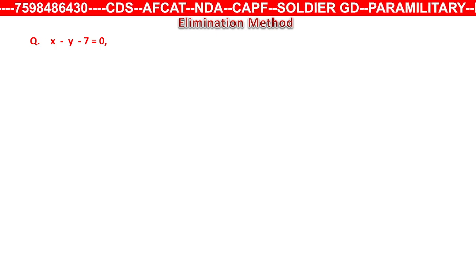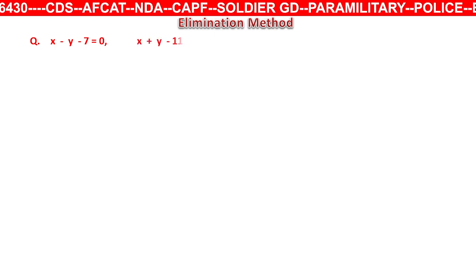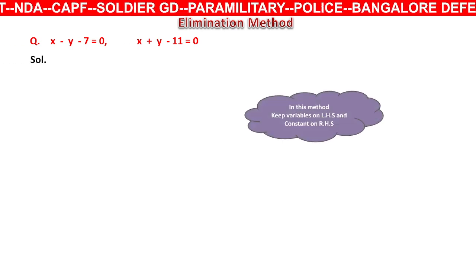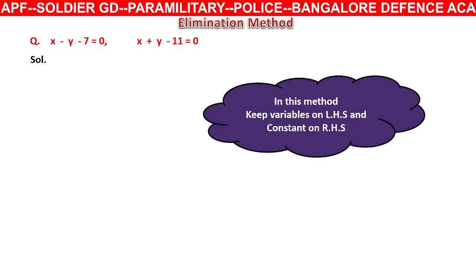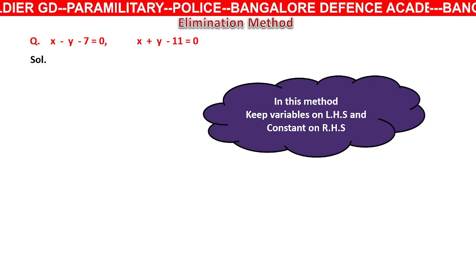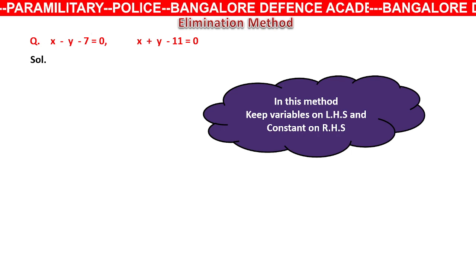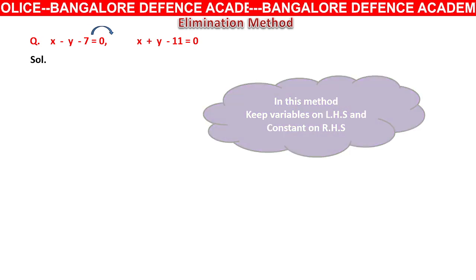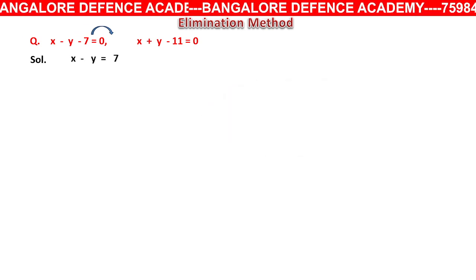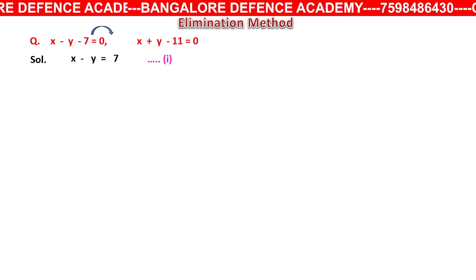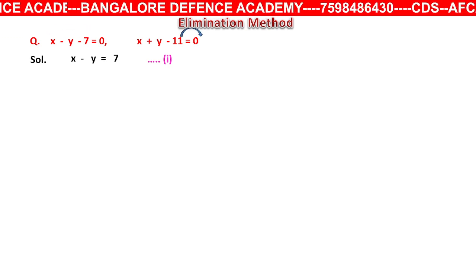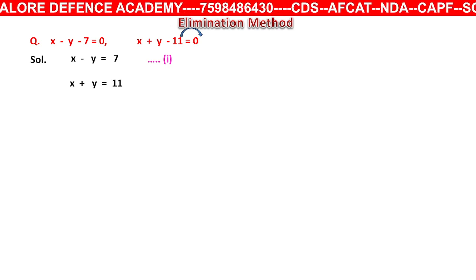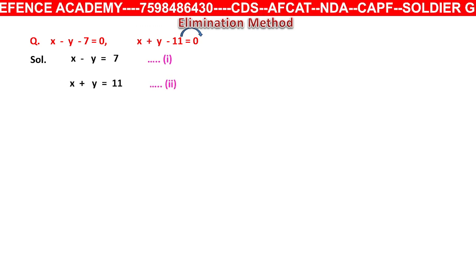x minus y minus 7 is equal to 0 is one equation. x plus y minus 11 is equal to 0 is the second equation. Now, in this method, keep the variables on left hand side and constant on the right hand side. So what happens here? Minus 7 goes to right hand side, it becomes plus 7. The equation becomes x minus y is equal to 7, and this is equation number 1. And the second equation, minus 11 goes to right hand side, it becomes x plus y is equal to 11. This is the second equation.